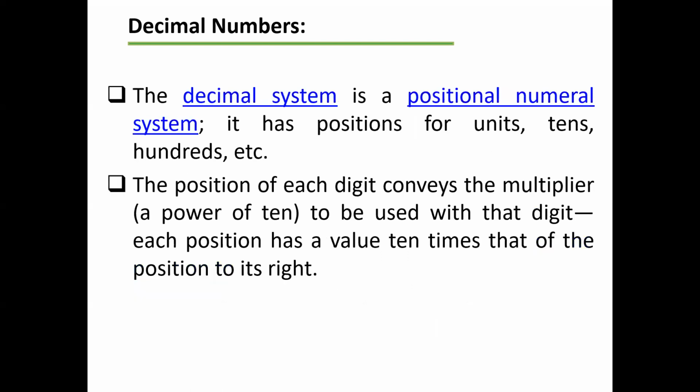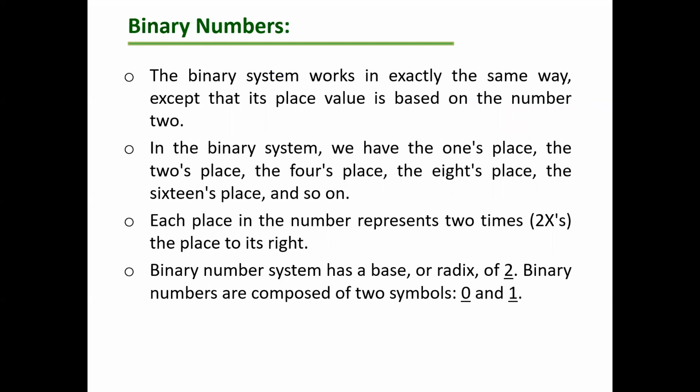Okay, the decimal system is a positional numeral system. It has a position for units, tens, hundreds, and so on. The position of each digit conveys the multiplier, a power of 10, to be used with that digit. Each position has a value 10 times that of the position to its right. So the binary system works in exactly the same way, except that its place value is based on the number 2.